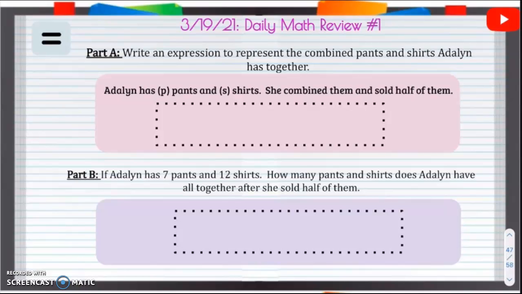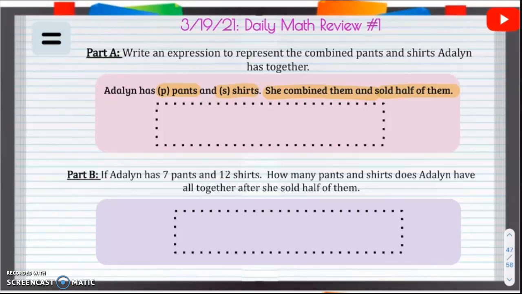Our daily math review number 1. So we're going to write an expression to represent the combined plants and shirts that Adeline has together. So Adeline has P plants and S shirts. She combined them and then sold half of them.